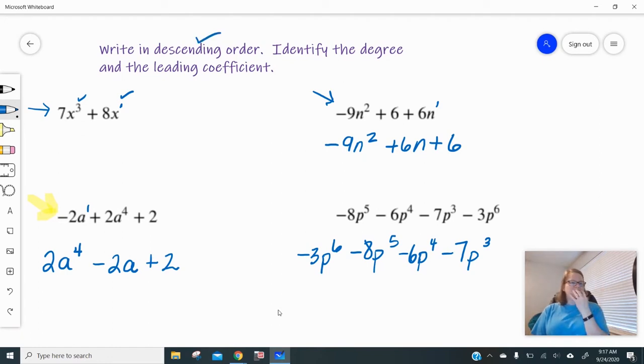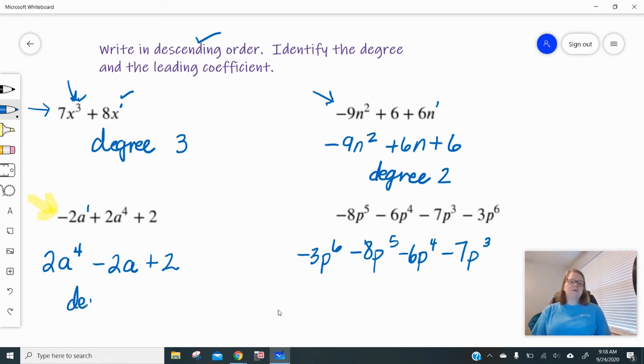Got that. Identify the degree and the leading coefficient. Okay, so the degree is whatever your biggest exponent is. And by writing it in descending order, it makes it that much easier to find because it's the very first exponent that you see. So the degree here is 3 because the exponent for the variable is 3. That's the biggest one. Okay, so what's the degree for the next one? The degree is 2 because that's the biggest exponent on a variable.